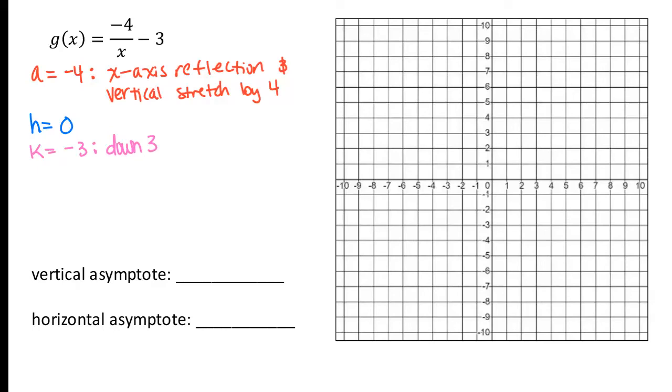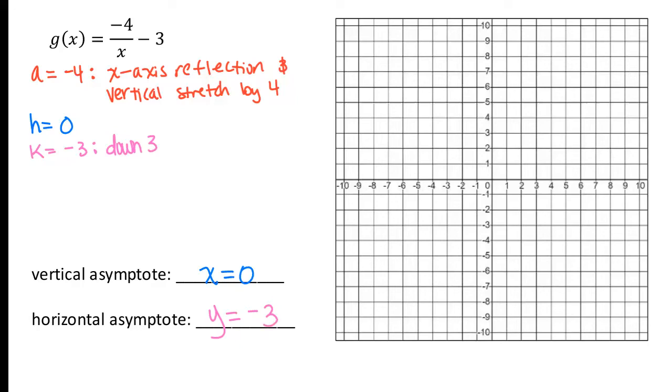All right, so again, we're going to do an x-axis reflection and a vertical stretch by 4. H doesn't tell you to do anything, and then our K is negative 3, so we're going to go down 3. So for our asymptotes, we got x equals h, and h is 0. And the horizontal is y equals k, so y is negative 3.